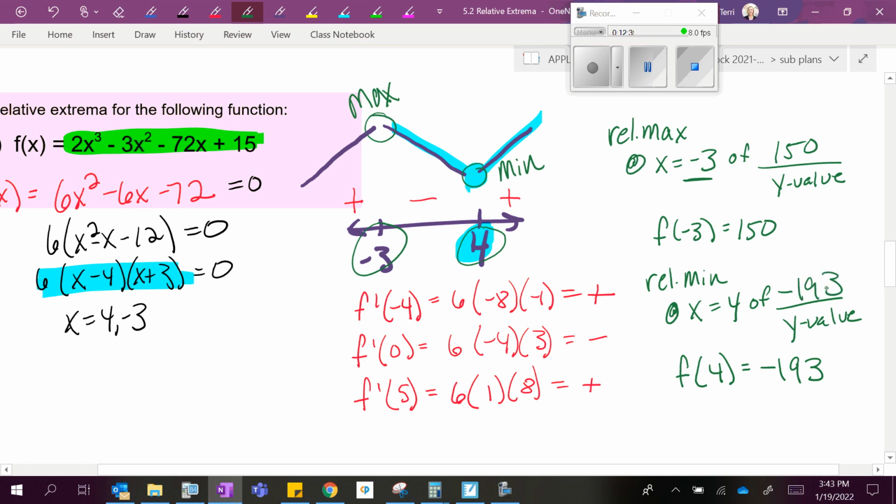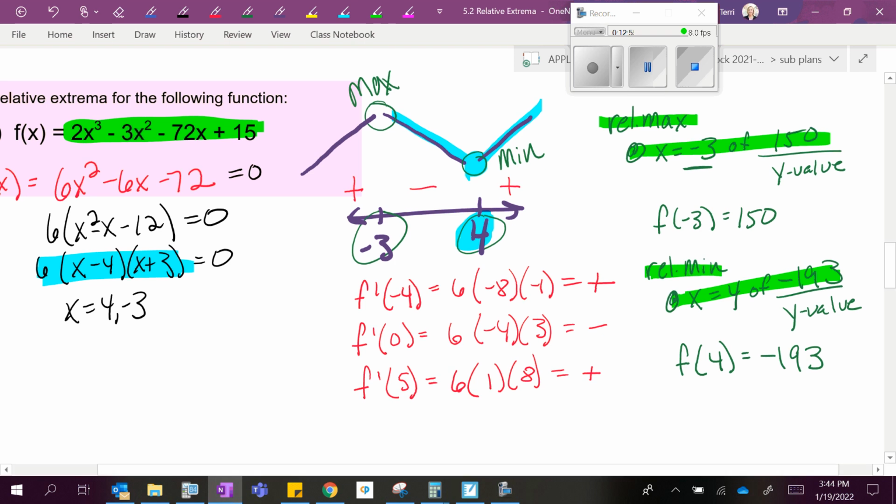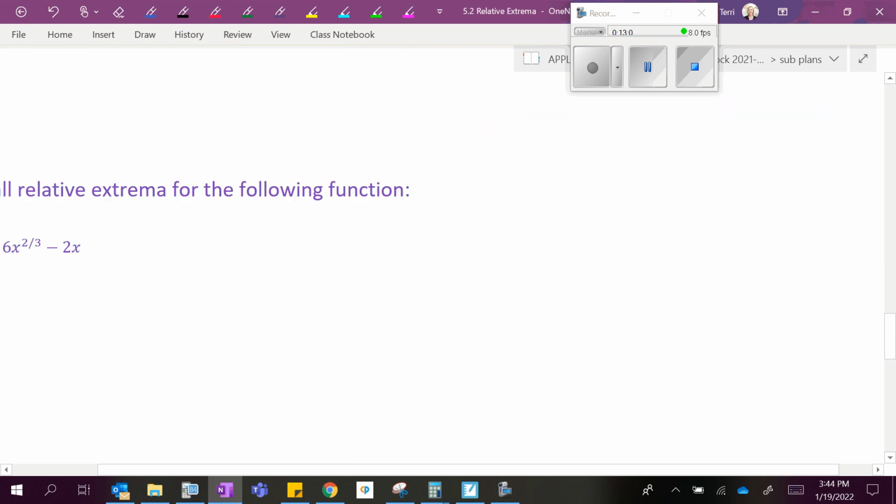So my final answer for this problem is a max at -3 of 150, a min at 4 of -193. Again, we're eventually going to use this to sketch some graphs of equations, but this is just one step. Okay, let's try another one.